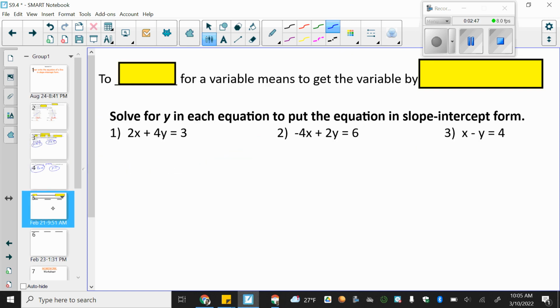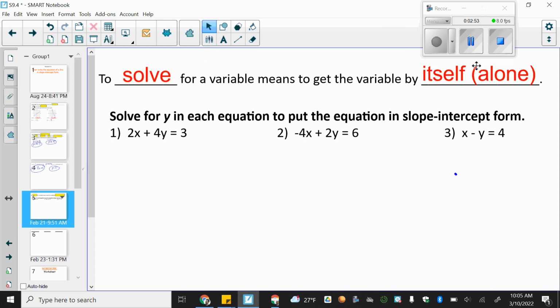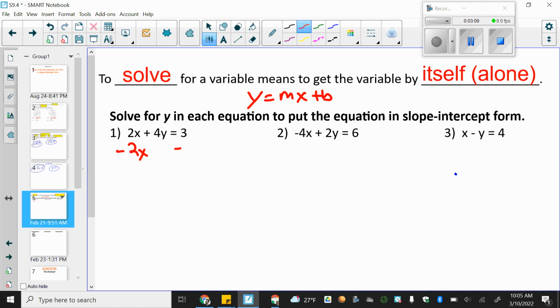All right. So to solve for a variable means to get the variable by itself or alone. So that's going to look like this. We want to make y equals mx plus b. So I have to move using algebra to get it in this form first. So I'm going to subtract 2x to get 4y equals -2x plus 3.